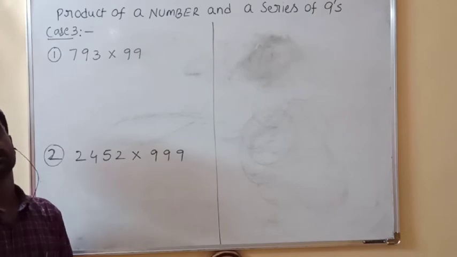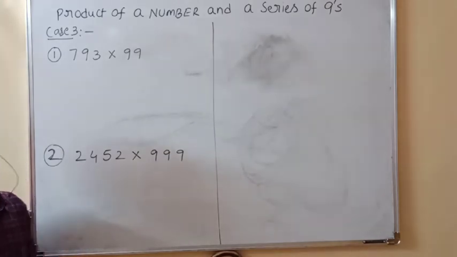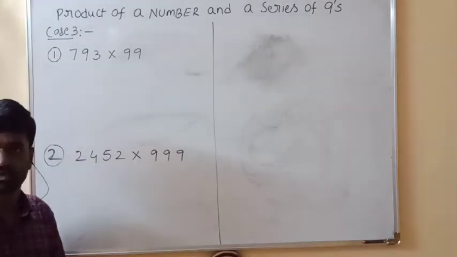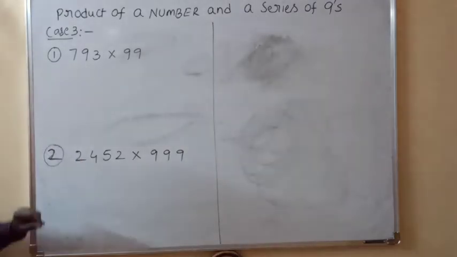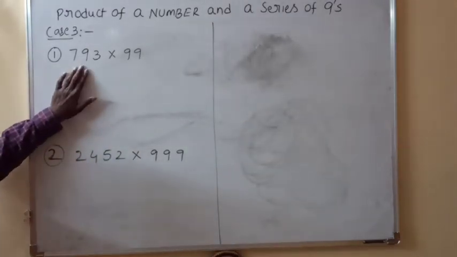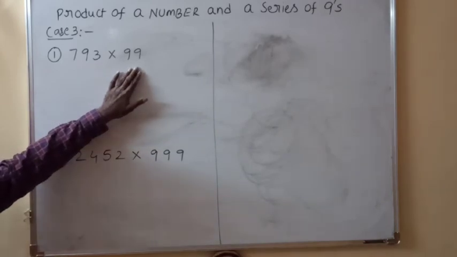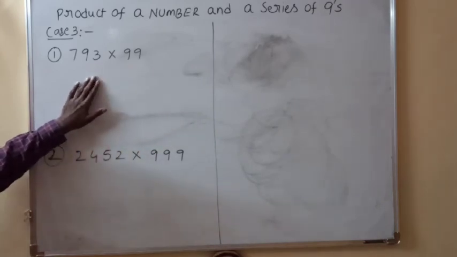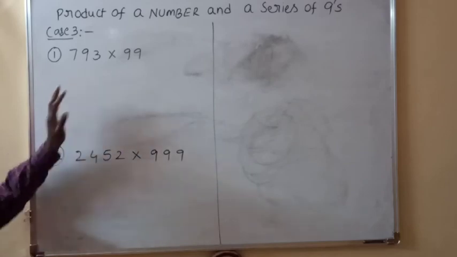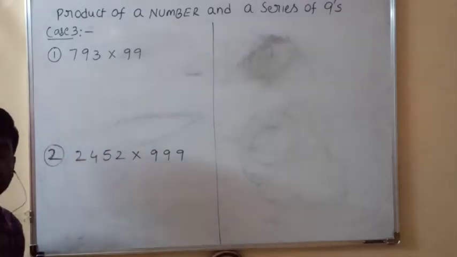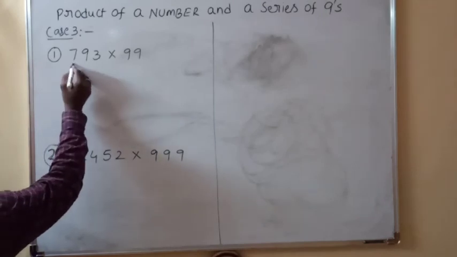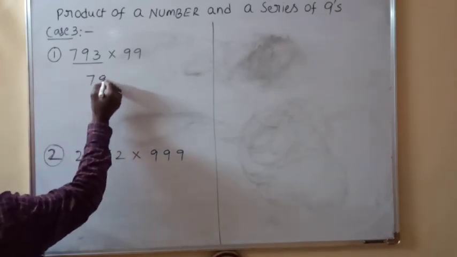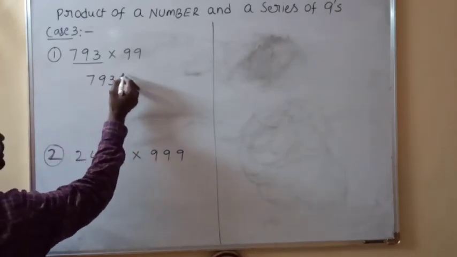So look at the third case. The third case is number of digits in a given number is more than number of nines. If you observe here, this is a 3-digit number and we are multiplying with how many nines? 2 nines. That means number of digits in a given number is more than number of nines. Then at that time, how to find this product? So what is the given number? 793.